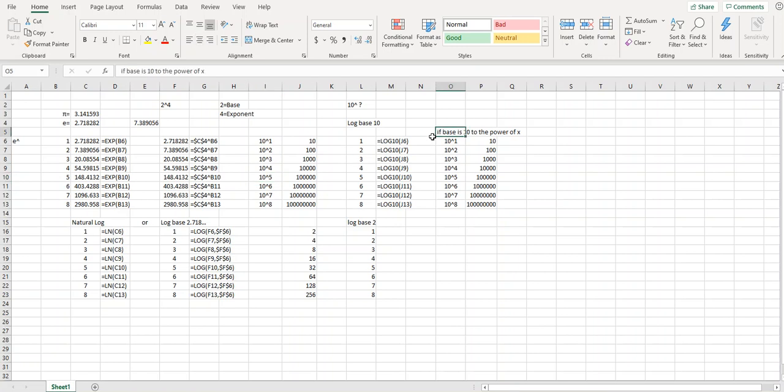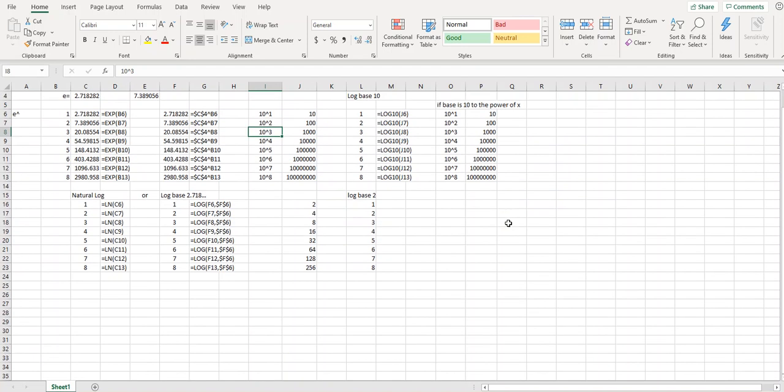Now notice, again, if base is 10 to the power of x, so we have 10 to the power of 1, 10 to the power of 2, 10 to the power of 3, and so the 3 is just the relationship between all these. So hopefully that explains what log base is. So we could have the base be 2, 3, 4, 5, whatever number we pick.